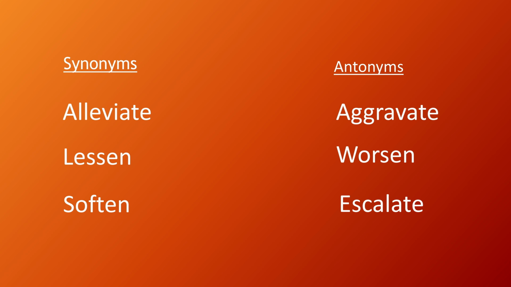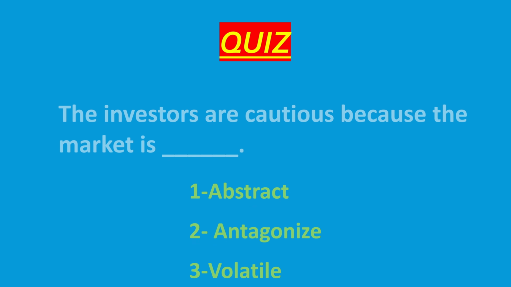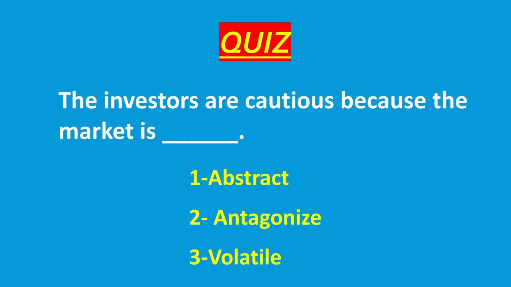And so, dear viewers, here is the quiz. Let's see what you have learned. I'll read the question followed by the options, and you will pick from one of the three options. The first question is: the investors are cautious because the market is blank. The options are abstract, antagonize, volatile. And the correct answer is volatile. The investors are cautious because the market is volatile.